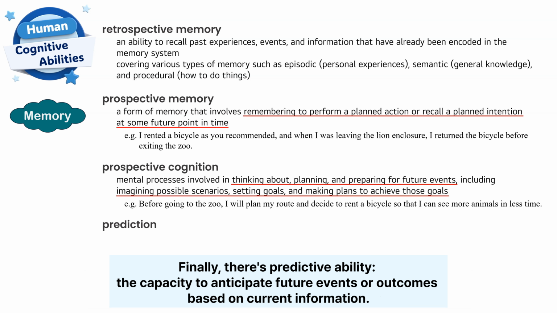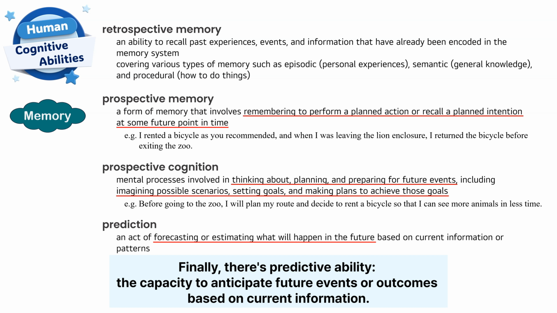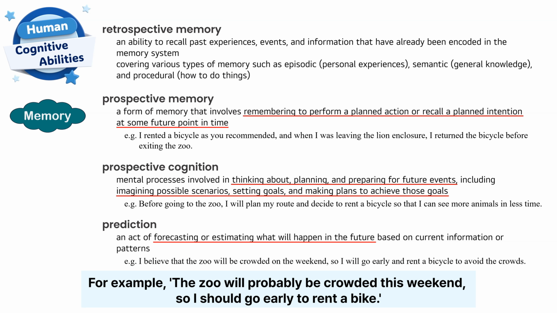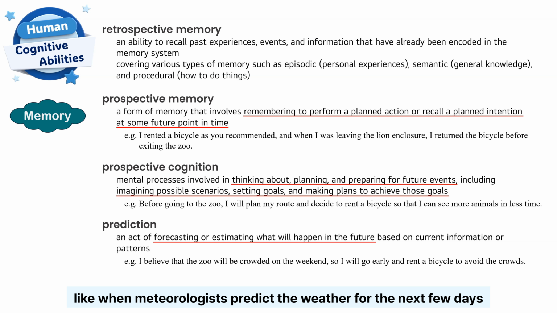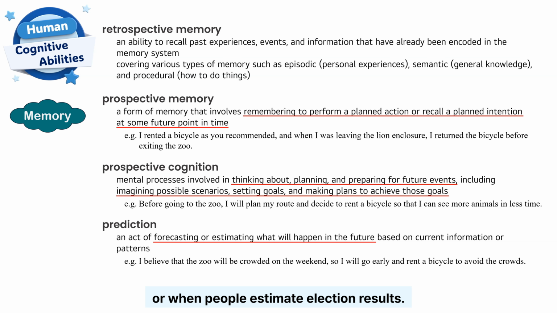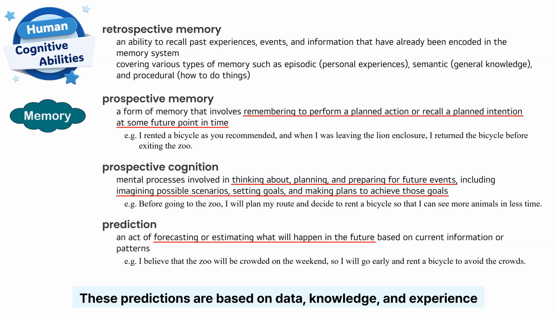Finally, there's predictive ability, the capacity to anticipate future events or outcomes based on current information. For example, the zoo will probably be crowded this weekend, so I should go early to rent a bike. This can be something as simple as that, or something more scientific, like when meteorologists predict the weather for the next few days, or when people estimate election results. These predictions are based on data, knowledge, and experience, but always involve some degree of uncertainty.